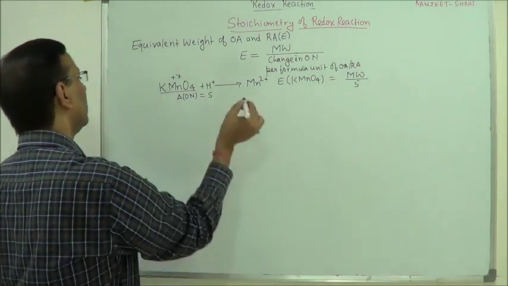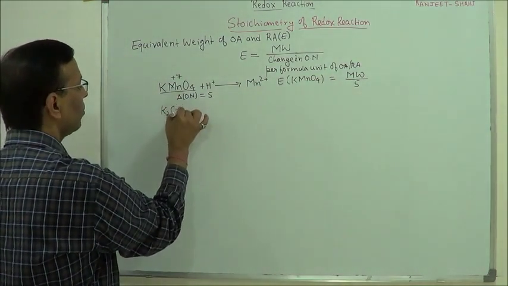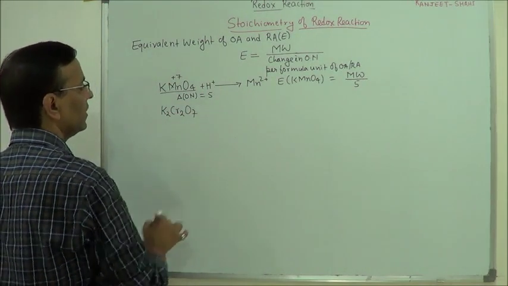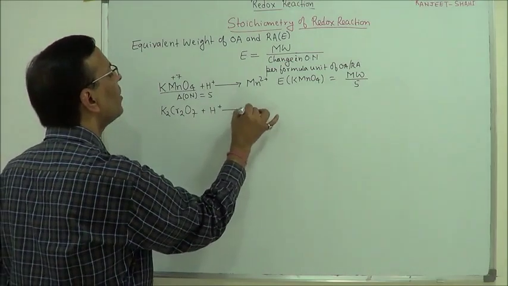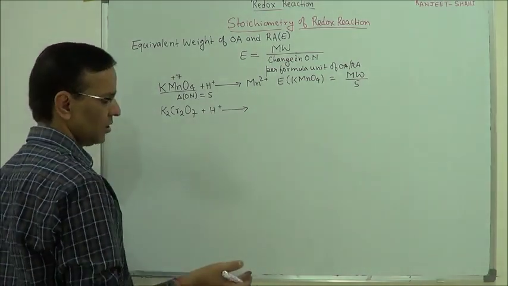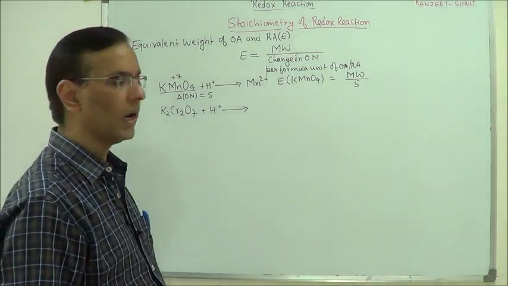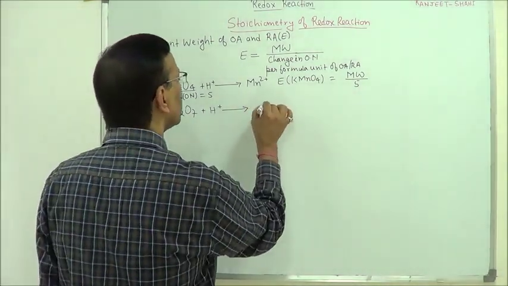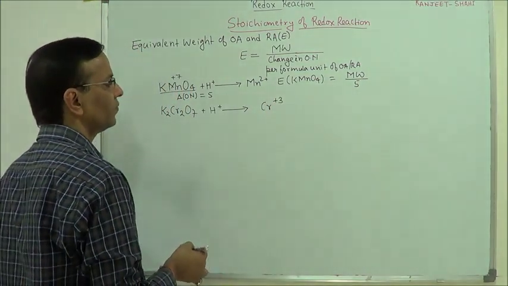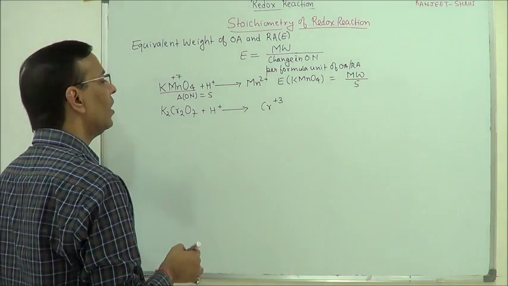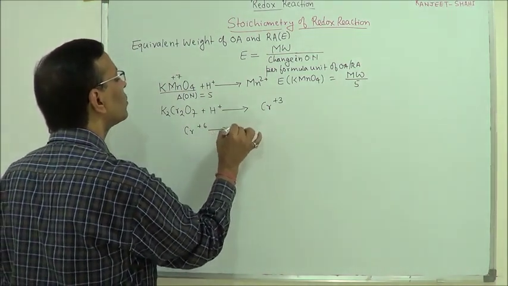Similarly, if we use potassium dichromate, K2Cr2O7, in any medium, I am taking acidic but it is the same in basic medium also, then potassium dichromate itself is always converted to Cr+3. Here chromium is undergoing change in oxidation number from +6 to +3.